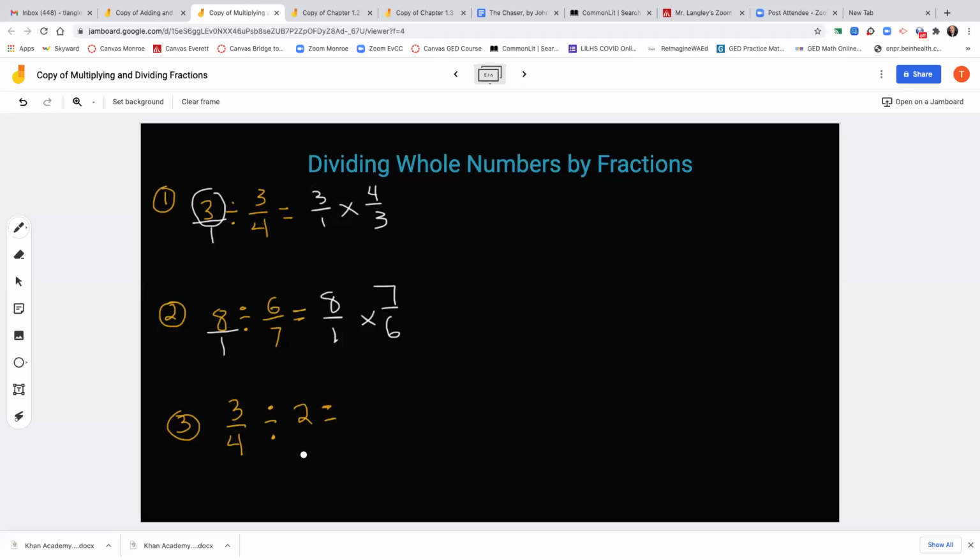What about 3/4 divided by 2? That's kind of weird because this one's bigger, but here's what I would do. I would put it over 1, and then I would do 3/4 times the reciprocal, which would be 1 over 2. All right, that's how you divide whole numbers and fractions.